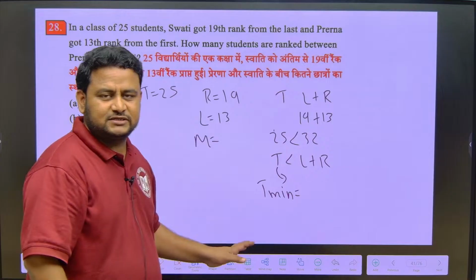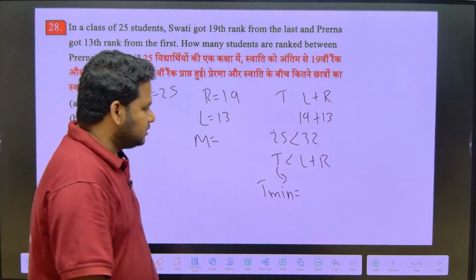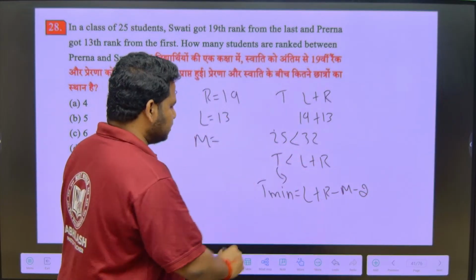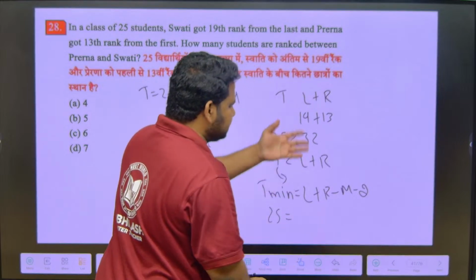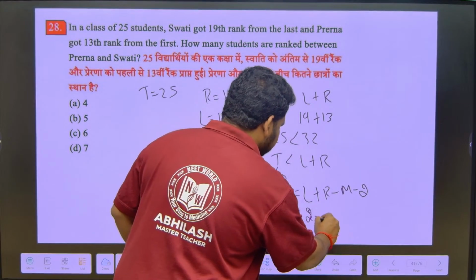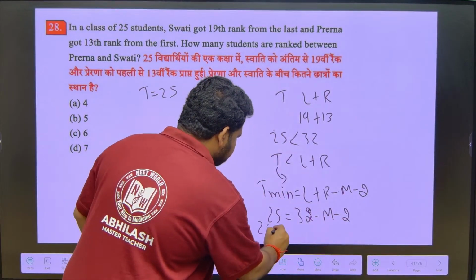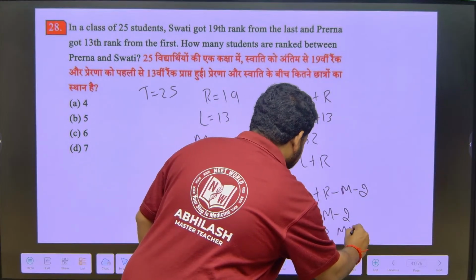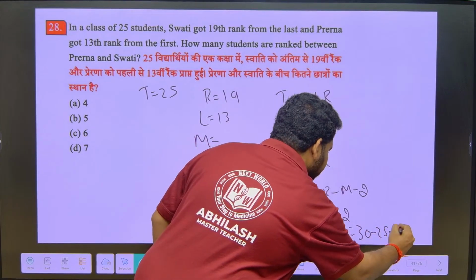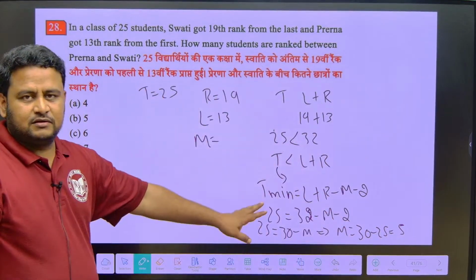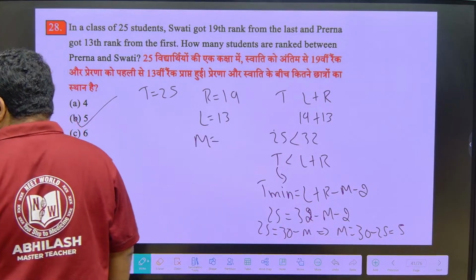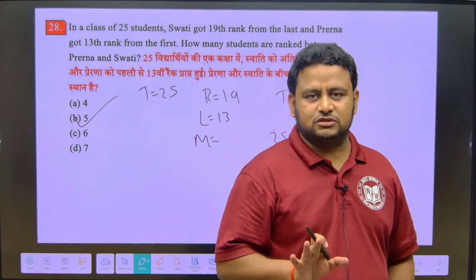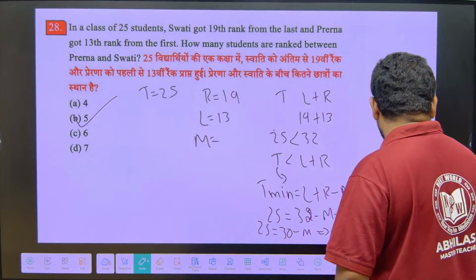Total minimum formula is what, friends? L plus R minus M minus 2. They are asking for the M value. So total minimum is 25, and L plus R is 32, so 25 equals 32 minus M minus 2. 32 minus 2 is 30, so 25 equals 30 minus M. This implies M is equal to 30 minus 25, that is nothing but equal to 5. So we got the value of M as 5, and the answer is option B. Option B, that is 5, is the right answer to this question, friends. Clear? Alright, let us move to the next question.